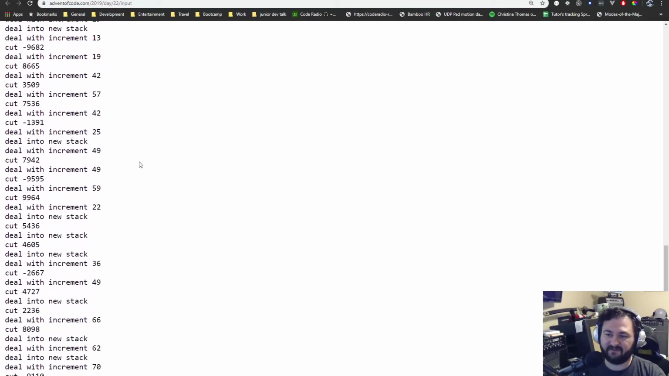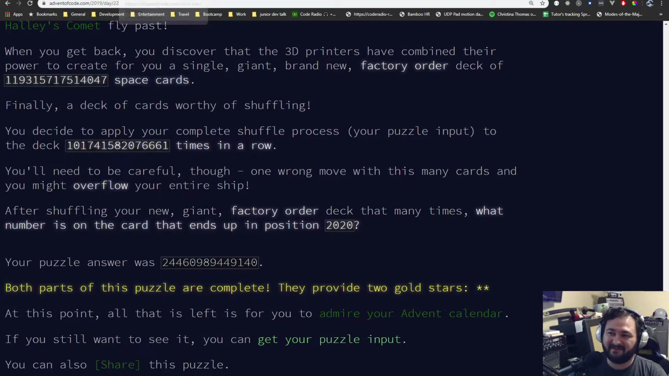So you take all of these inputs, boil them down to a single deal and a single cut, and then you have to figure out doing that operation multiple times, which is where that geometric series comes in. Do that a certain amount of times, and then once you do that, you can flip it and get the final answer, which is the original card that ends up at position 2020. So that is way outside of my comfort zone and understanding as far as math. So that made me feel dumb again.